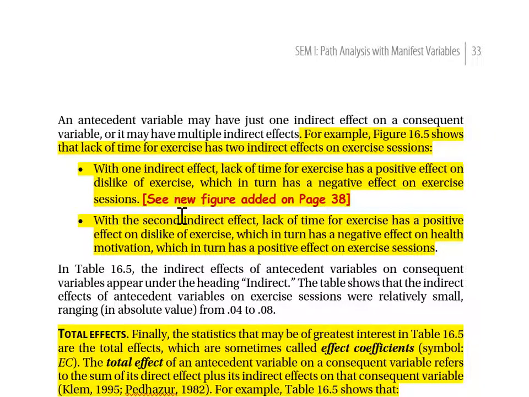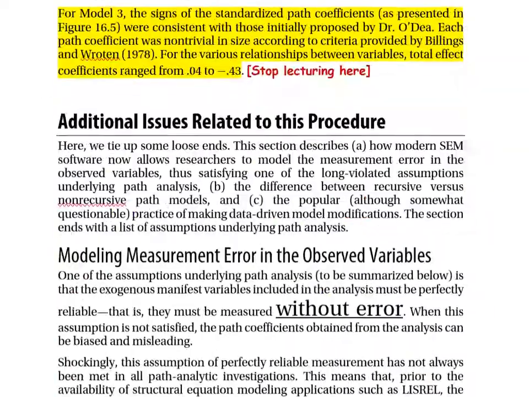And I've added in red font here, see the new figure that I added on page 38. I thought this might be a little bit difficult to understand if you didn't have an additional visual aid. So I took that figure 16.5, which we've already looked at before, I duplicated it and I've added it as the last page of this chapter on page 38. And it will illustrate an indirect effect. For example, with one indirect effect, lack of time for exercise has a positive effect on dislike of exercise, which then has a negative effect on exercise sessions. What is he talking about? Let's go to page 38.